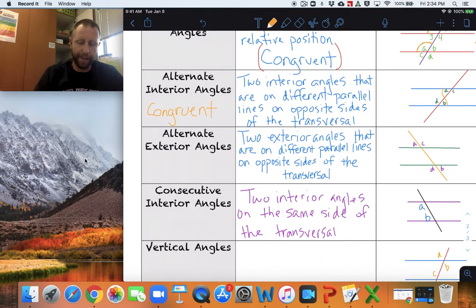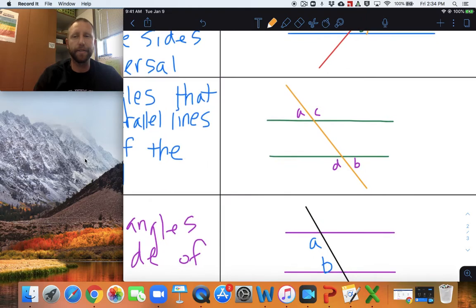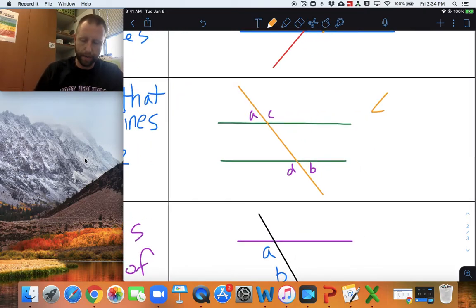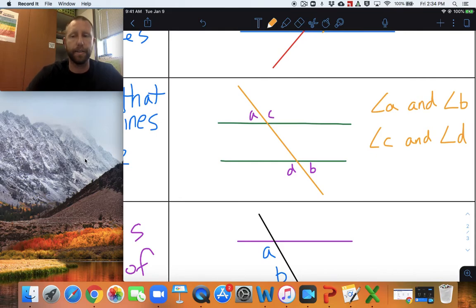Alternate exterior angles sounds just like alternate interior angles, and that's because it's the same thing, except now instead of being inside the parallel lines, they're outside the parallel lines. Okay, so they're not in between the two parallel lines, they're on the outside of the two parallel lines. Again, that would be angle A and angle B. Those are alternate exterior angles. Angle C and angle D are also alternate exterior angles.